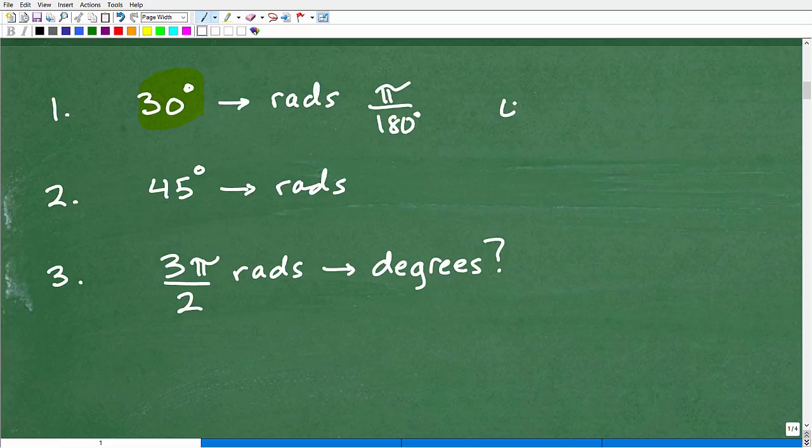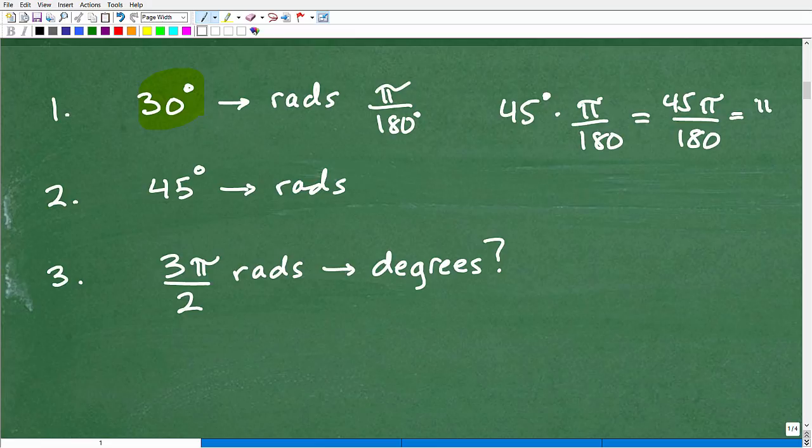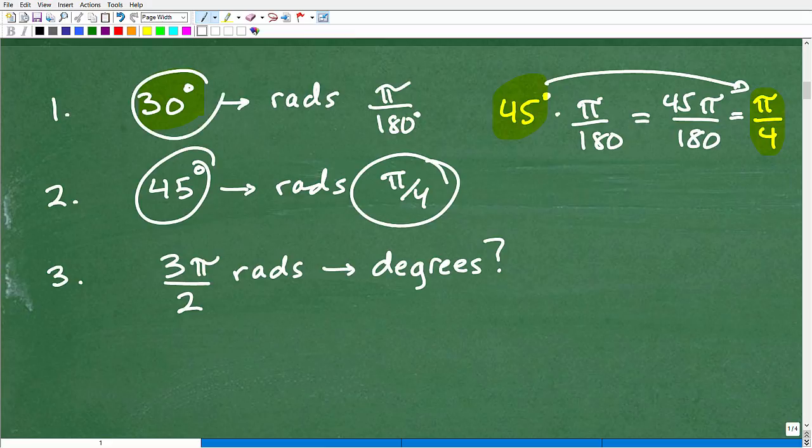So 45 degrees, let's go ahead and multiply that by pi over 180, and that gives me 45 pi over 180, and 45 goes into 180, you guessed it, 4 times, right? So that's going to be pi over 4 radians. Okay, 45 degrees is the same thing as pi over 4 radians. And as you study trigonometry, you'll learn these pretty common values here. So 45 degrees is the same thing as pi over 4 radians. 30 degrees is the same thing as pi over 6. You'll be familiar with that.